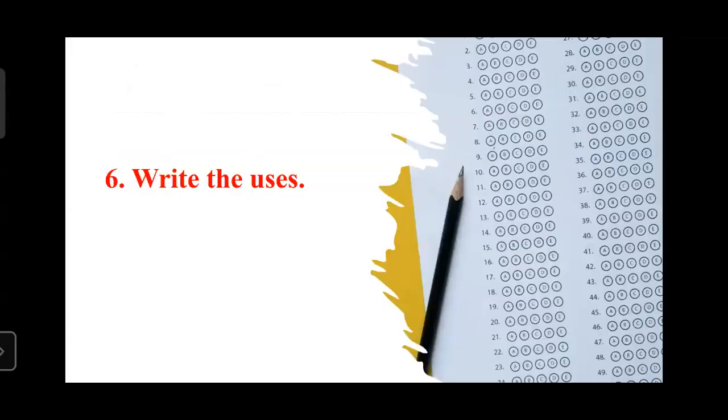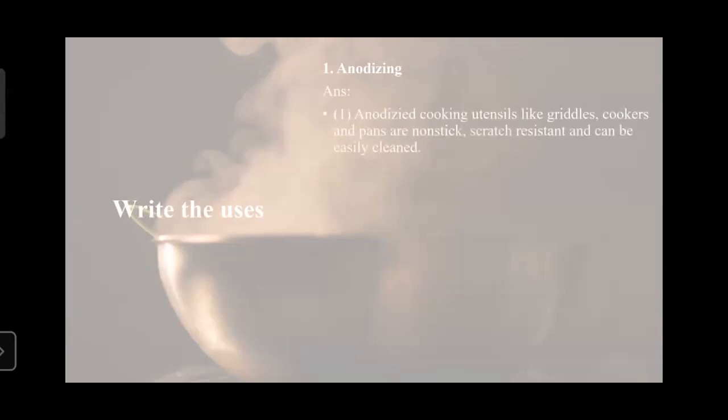Next question. Now we will see the uses of various concepts. First concept is anodizing. Anodized cooking utensils like griddles, cookers, pans are non-stick, scratch resistant, and can be easily cleaned. Anodized utensils are heat resistant, non-poisonous, long-lasting. Food cooks faster in those vessels.